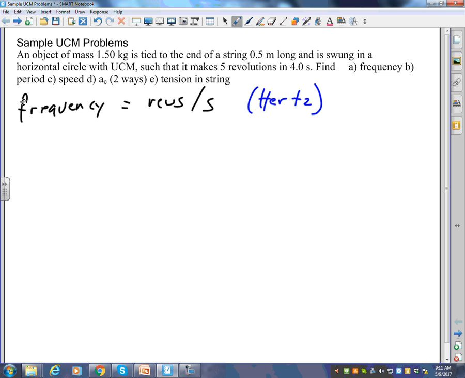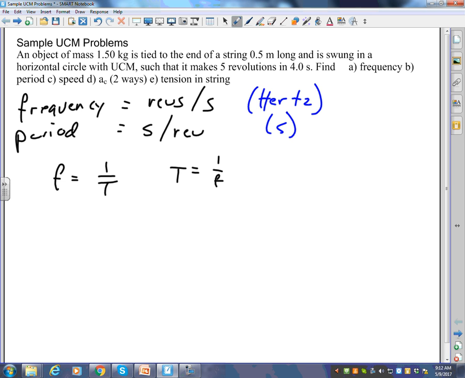And the inverse of frequency is the period. And period is the seconds per revolution. And the unit for that is just the second. And they are inverses of each other. The period is the time for 1 revolution, and the frequency is the number of revolutions in 1 second. They are opposites of each other. And therefore frequency is 1 over period, 1 over T, and T is equal to 1 over f. They are interchangeable.